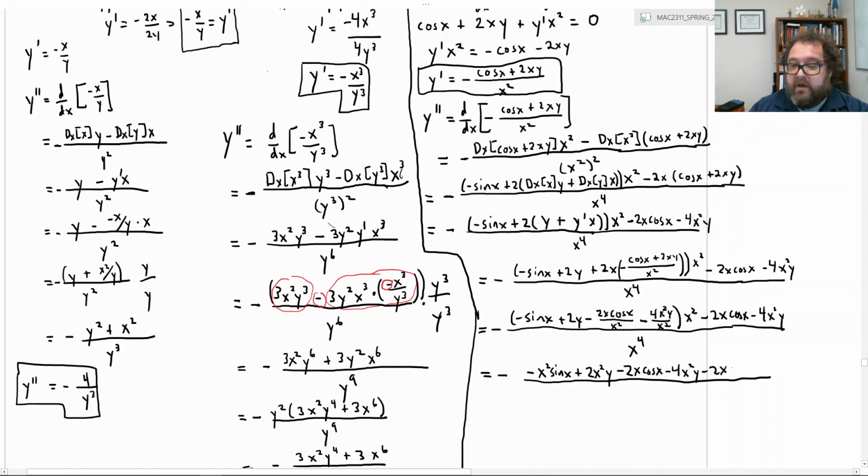Minus 2x cosine x minus 4x squared y over x to the fourth. Now, do I have any common terms or like terms that I can combine? I think I do. Let's see.